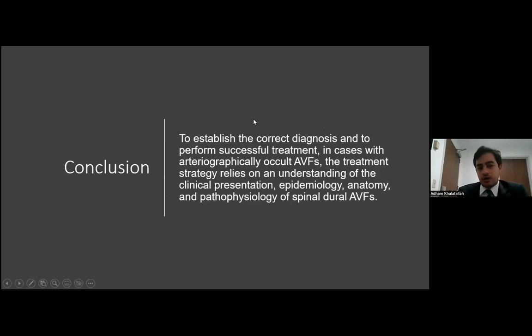So in conclusion, I want to say that to establish the correct diagnosis and to perform successful treatments in cases of arteriography occult AVFs, the treatment strategy lies mostly on understanding the clinical presentation of the patient, the epidemiology, the anatomy, and the pathophysiology of the spinal and dural AV fistulas, understanding why the venous hypertension causes that, why the arterialization causes that. Something we did not allude to much was the Steal phenomena that some neurosurgeons and neurologists refer to when it comes to those vascular malformations.